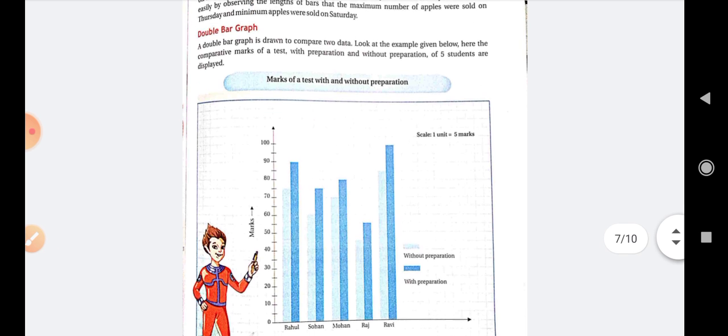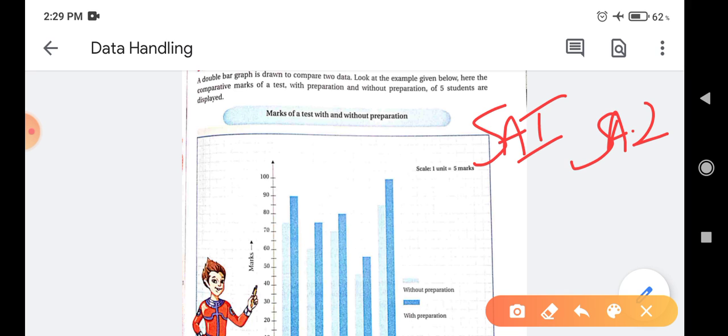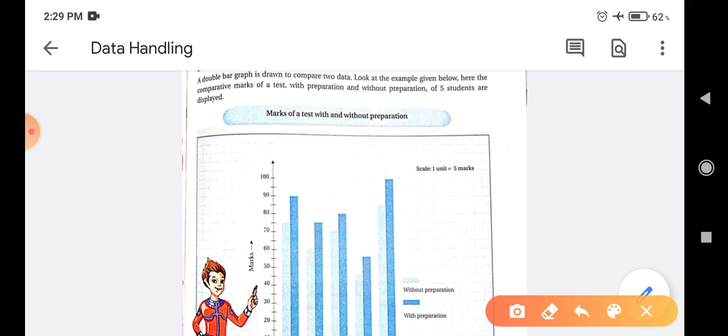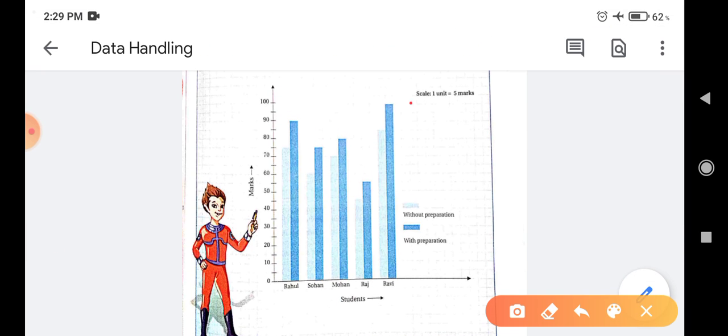A double bar graph is used when we want to compare data. For example, if we want to compare your essay 1 marks and essay 2 marks in every subject, then we can easily draw its double bar graph. And here a double bar graph is made for the students of a test with preparation and without preparation. First of all, we will take the scale: 1 unit is equal to 5 marks. And then this is x-axis, this is y-axis.